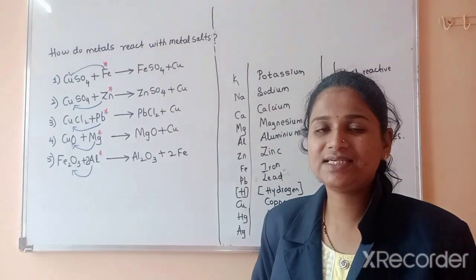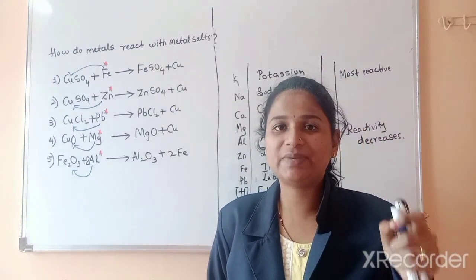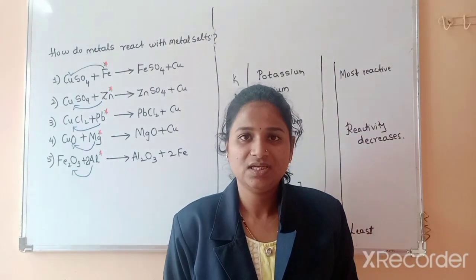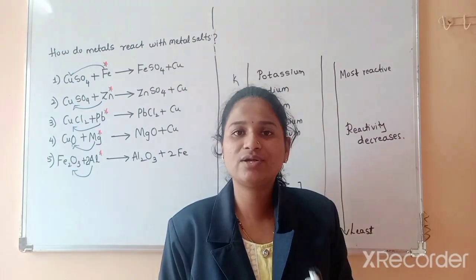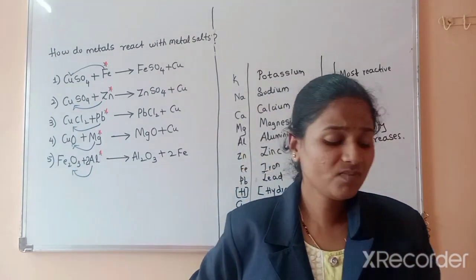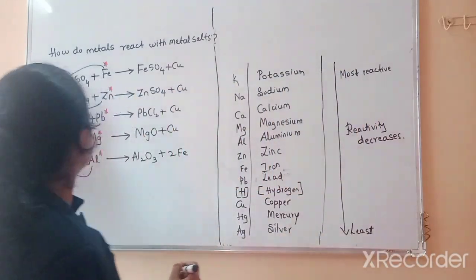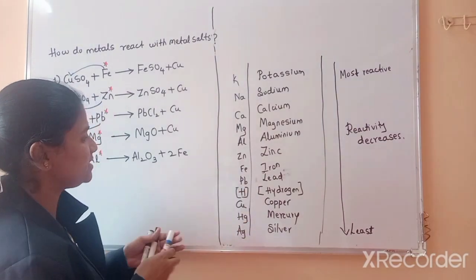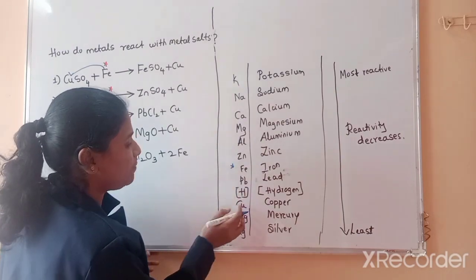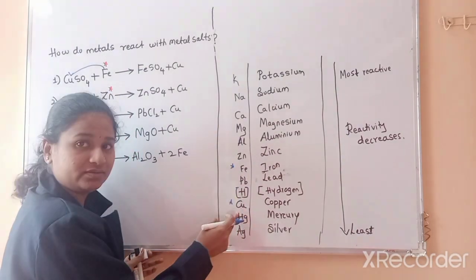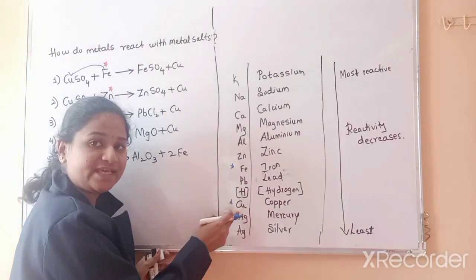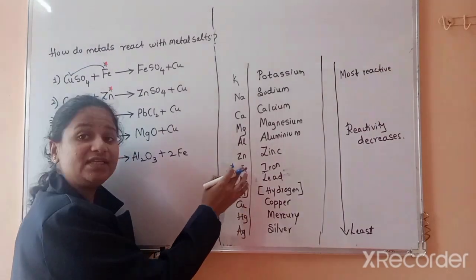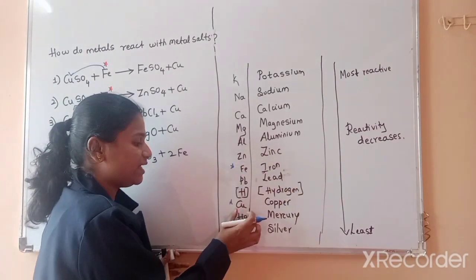What is the reactivity series? It is nothing but a list of the metals where we are writing their reactivity in decreasing order. As you can see in the list, iron displaced copper. Iron is here, and copper is below it. Which is below, it is less reactive. Which is above, it is more reactive. So when you compare iron and copper, iron is above, so iron is more reactive than copper.